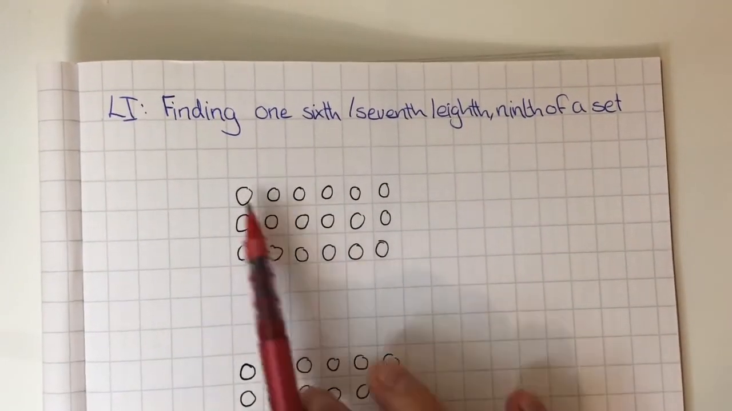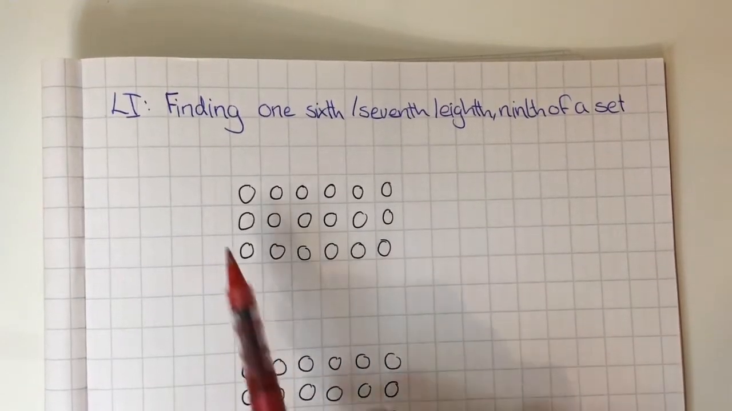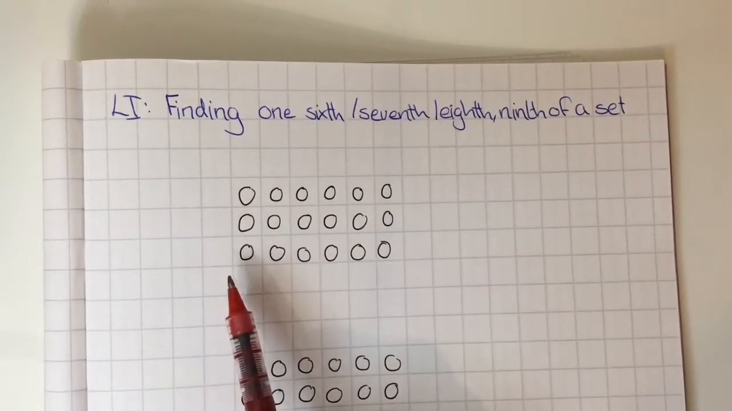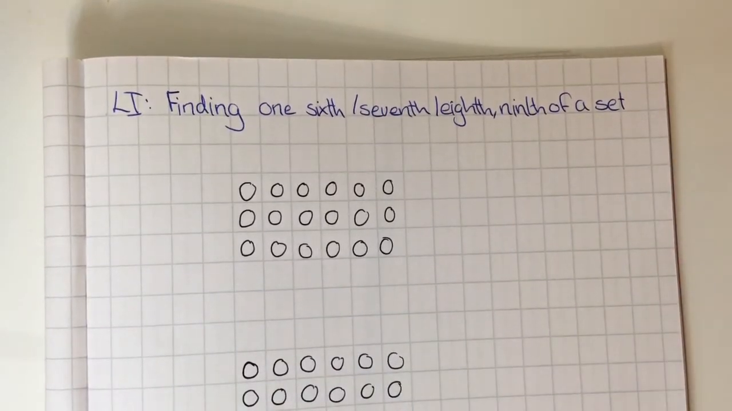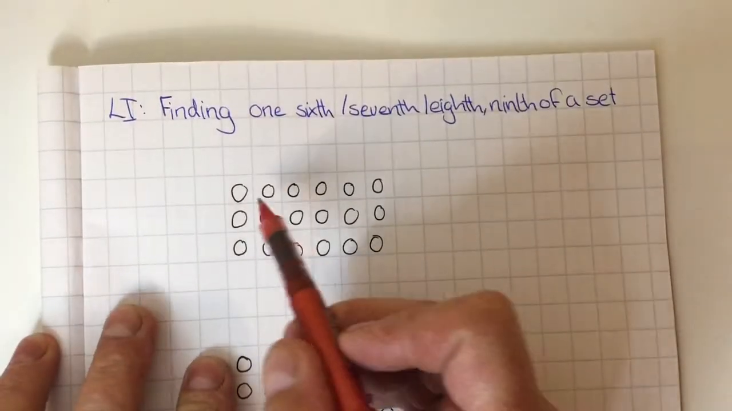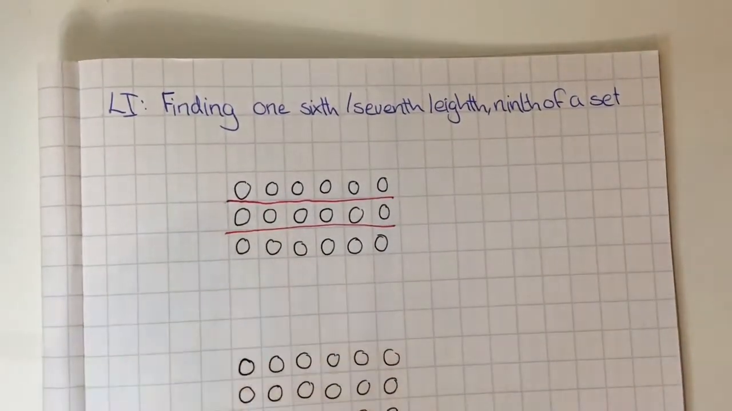Now, here I have a set of counters. How many counters are there? Quick count tells you there are 6 across the top, 3 down here. 6 times 3 quickly is, that's right, 18. We've got ourselves 18 counters. Now, I'm going to divide this set of counters up like so.